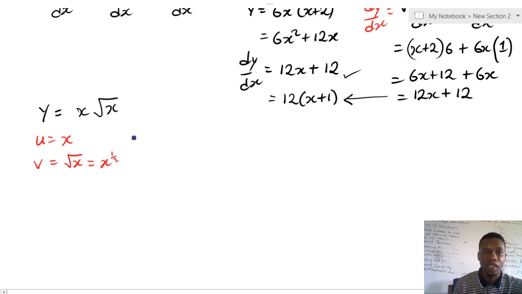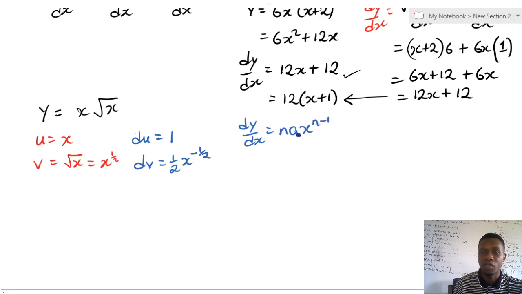Then the next thing we have to find is our du. So our du with respect to x will be 1. And our dv with respect to x will be 1 over 2 x raised to the power minus 1 over 2. I believe we know how to do this. It is still the same formula I told you, that when you find your dy dx, it will be n ax to the n minus 1. So that's what we just did here. For our ax raised to the power n, we brought n over this way and then subtracted 1 from the power. Therefore, when we're done with this, we can now bring it into our formula.